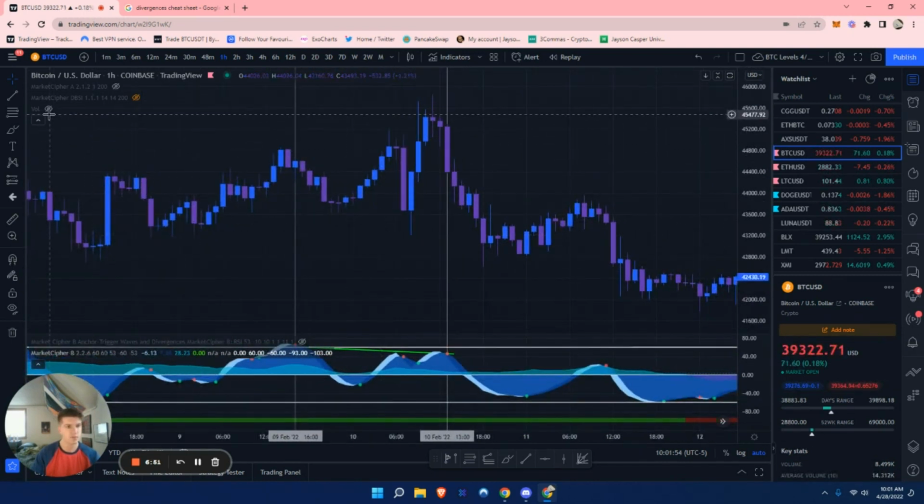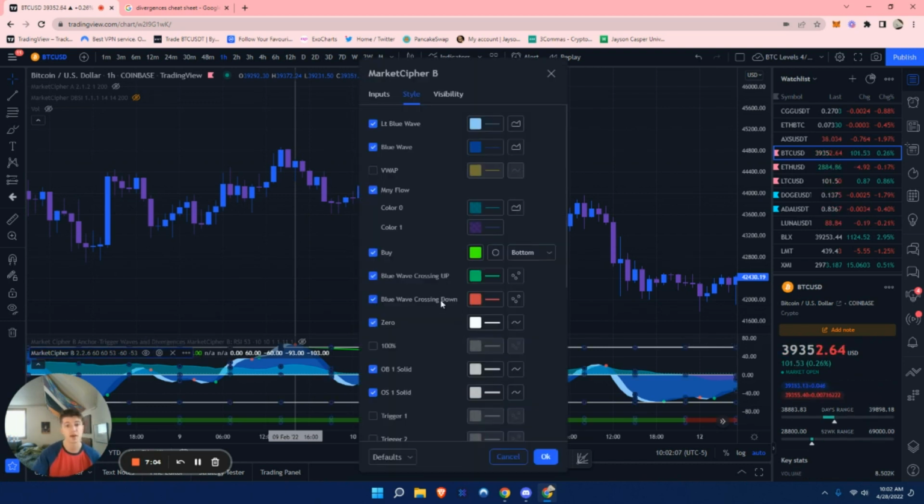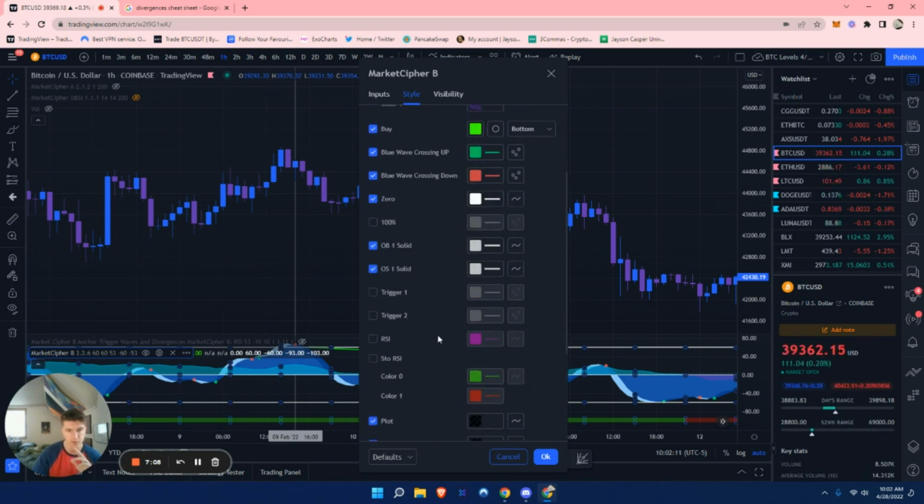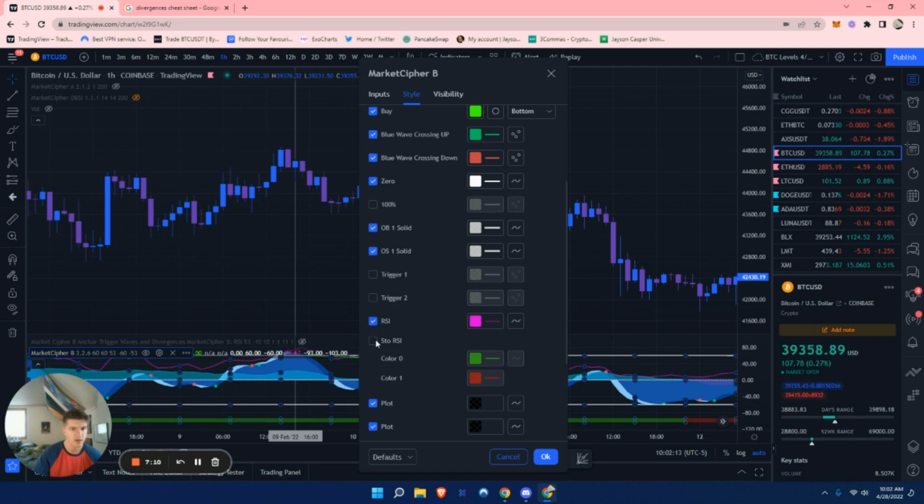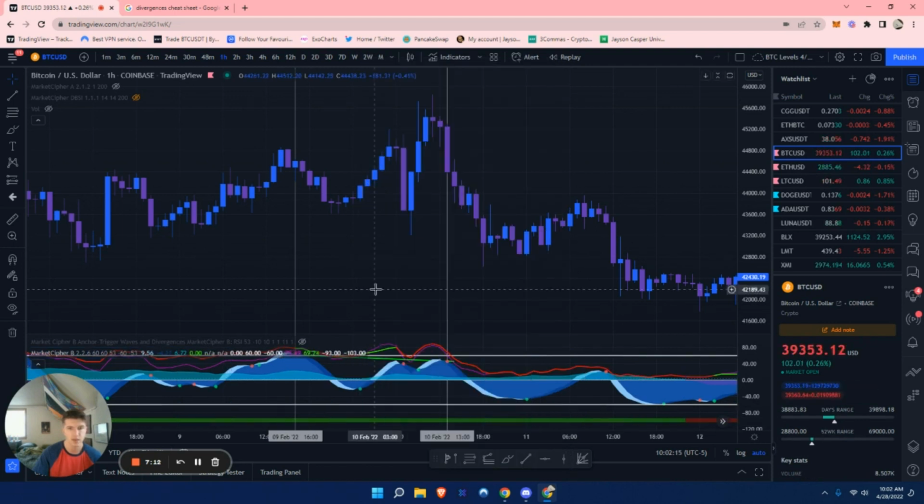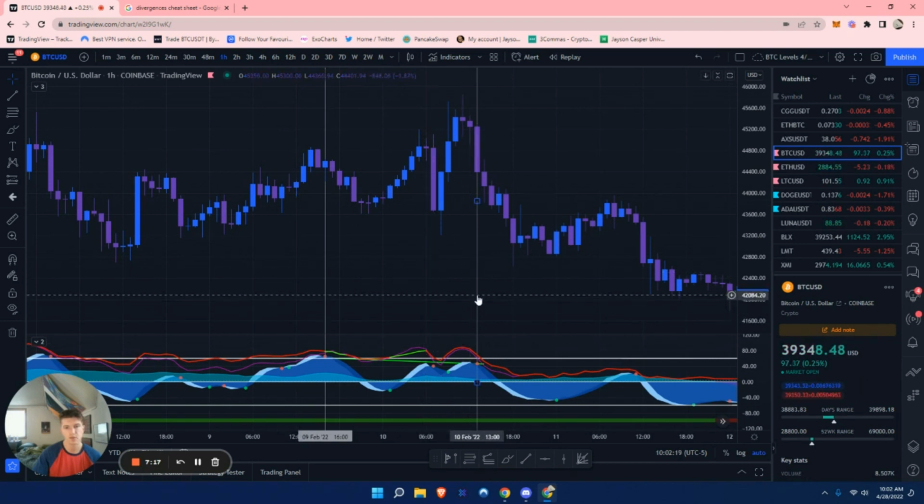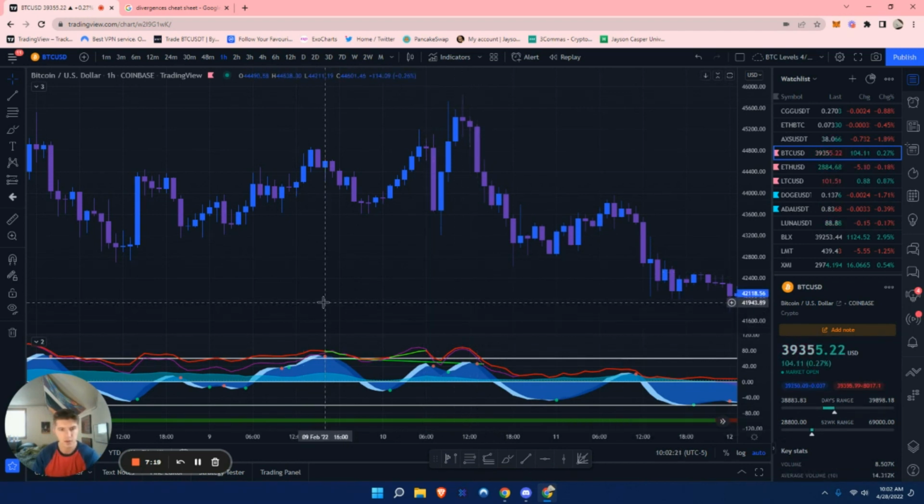So the next thing you want to look for is extra confirmation. Again, momentum and money flow are two very good confirmations to have hand in hand. But another thing you can look at is the RSIs on the Market Cipher B indicator. So I'm going to turn on the RSI and the stochastic RSI. And with this, what you want to be looking for is the two RSIs coming close together.